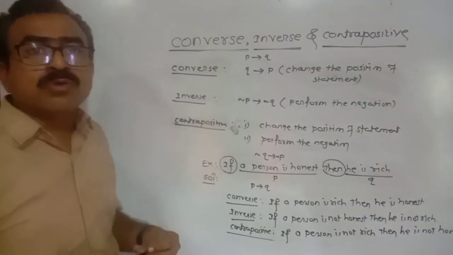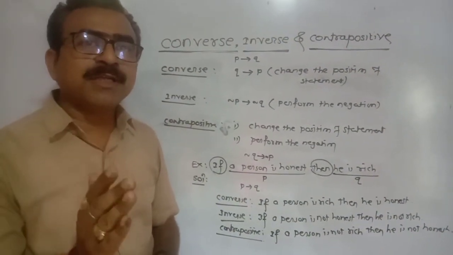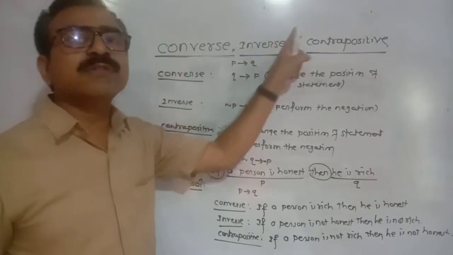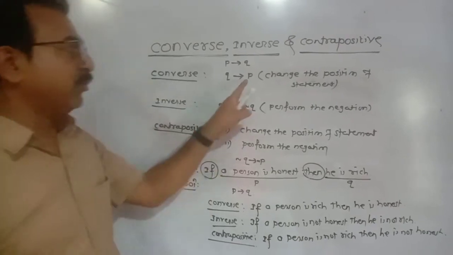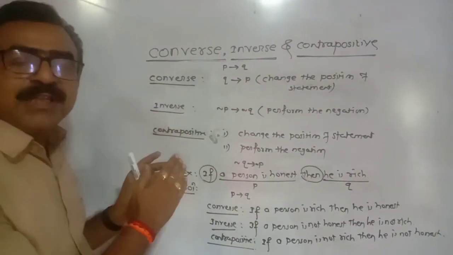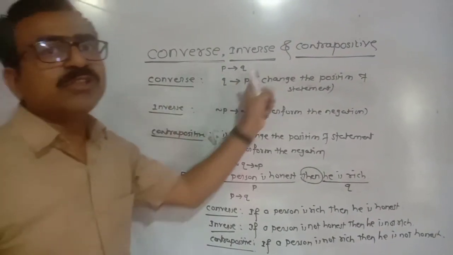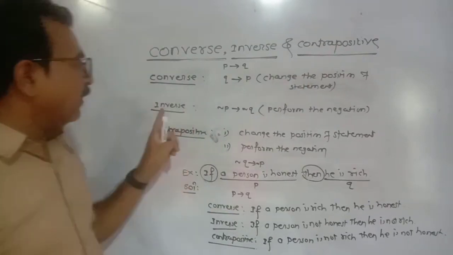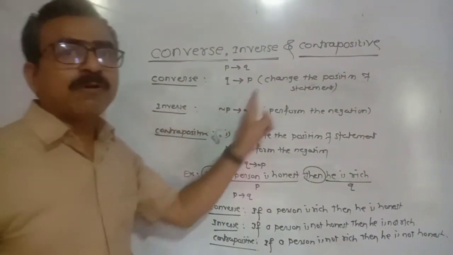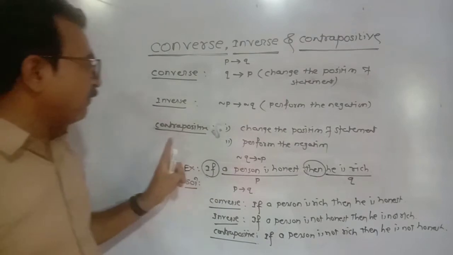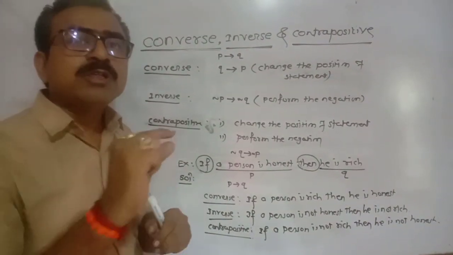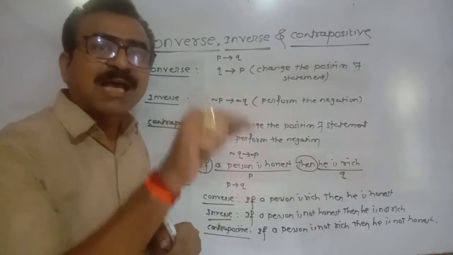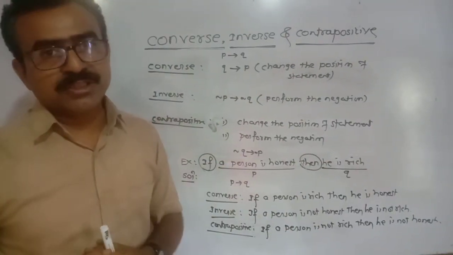So students, while remembering the converse, inverse and contrapositive statements, you have to note only these three rules. While finding the converse, you have to change the position of statements. While finding the inverse, you have to perform the negation of the two statements. And while finding the contrapositive statement, you have to change the position of statements as well as perform the negation.